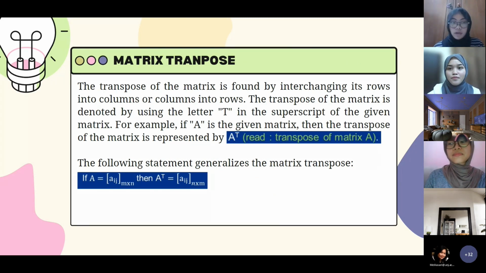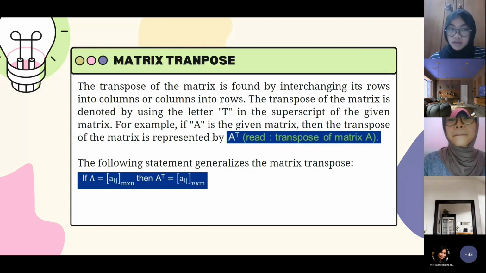Okay. Next operation, matrix transpose. The transpose of the matrix is found by interchanging its rows into columns or columns into rows. The transpose of the matrix is denoted by using the letter T in the superscript of the given matrix. For example, if A is the given matrix, then the transpose of the matrix is represented like this. We read it as transpose of matrix A.